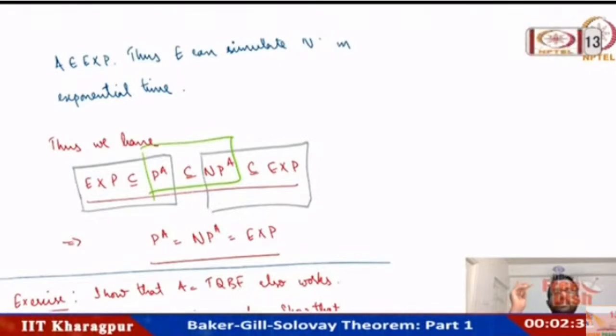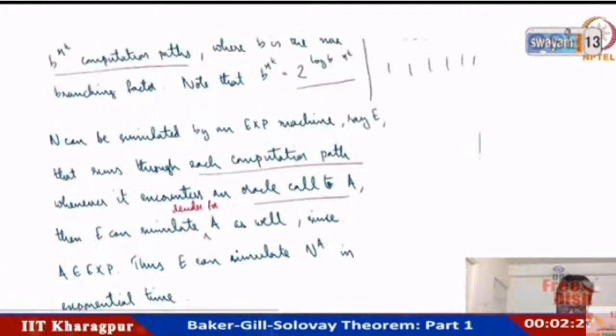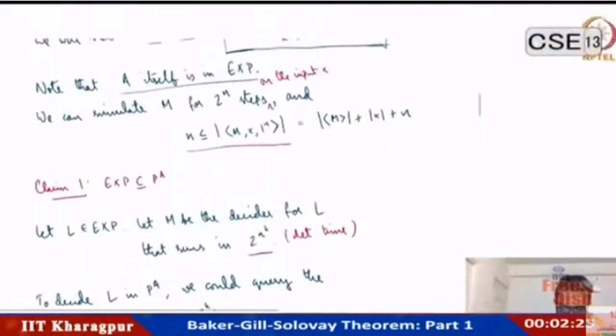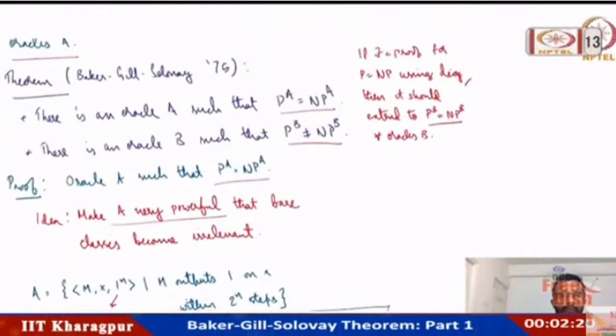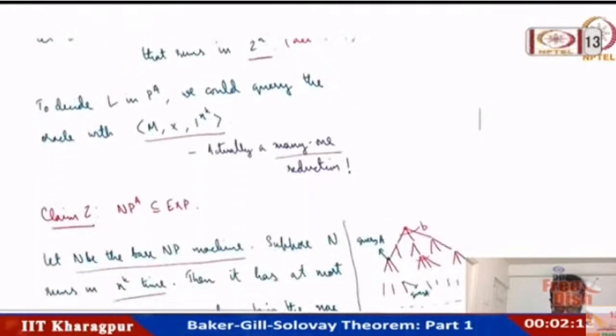We wanted an oracle A such that P power A equals NP power A. And again, just to remind you, this rules out any proof that shows that P not equal to NP using diagonalization.